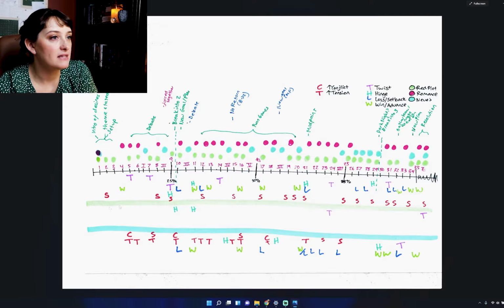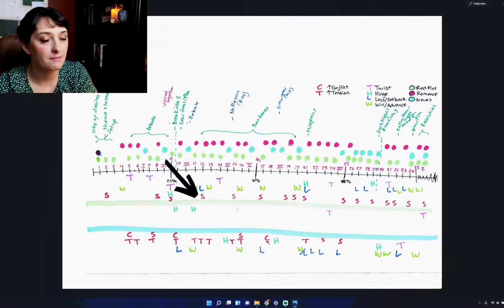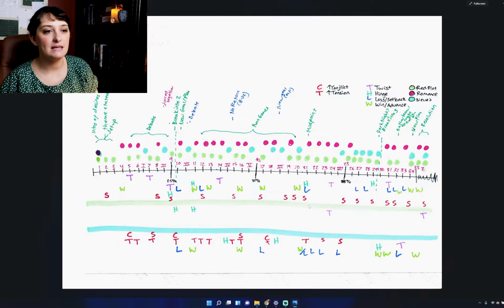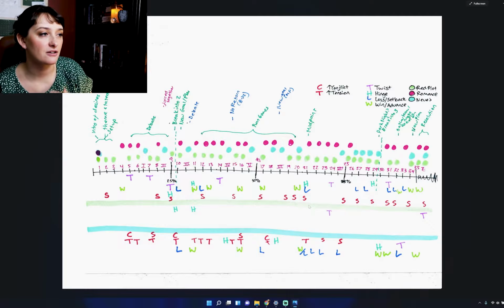You can see all these stakes, and each of these S's is basically a scene where something happened that increased the stakes. And you can see there's a lot of them, even relatively from the beginning. The stakes keep building and they keep building faster and faster and faster.